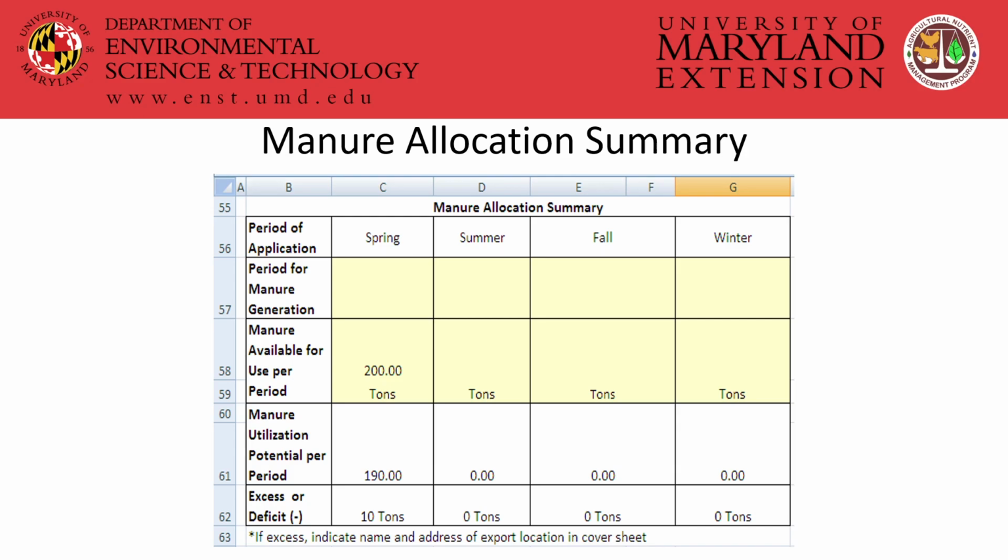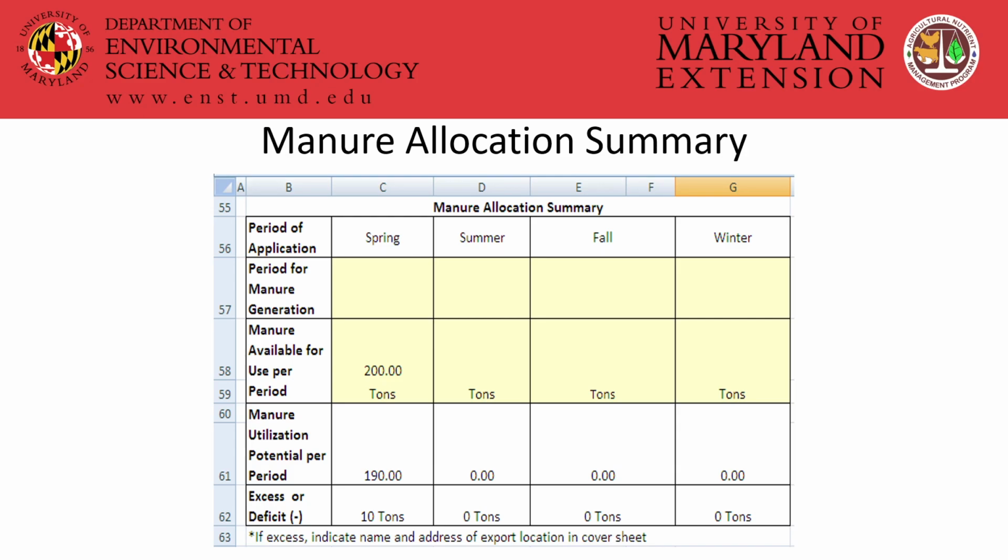So in this case, this farm's producing 200 tons, but we have a problem here because according to that rate and across those acres, they can only use 190. So they have a 10-ton excess. So what can we do about that?